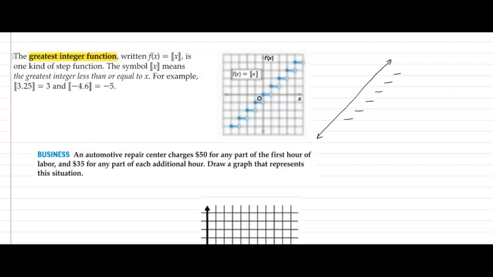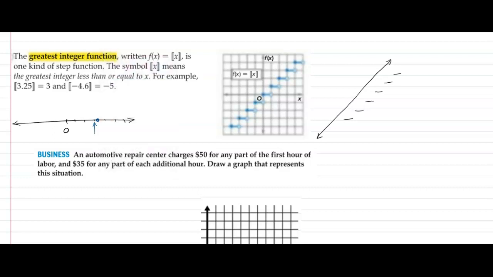So if we think about a number line, here's 0, here's 1, 2, 3, 4, 5, 6. 3.25 would be right about here. But the greatest integer would be the biggest integer before we got to this point, which in this case would be 3.